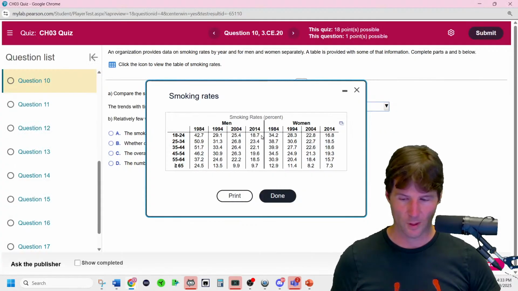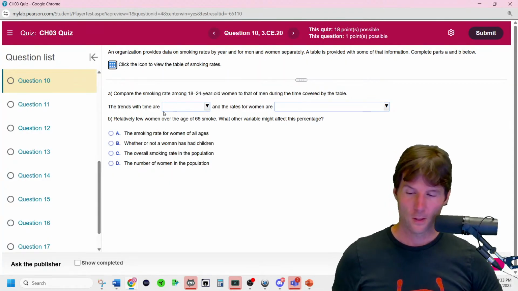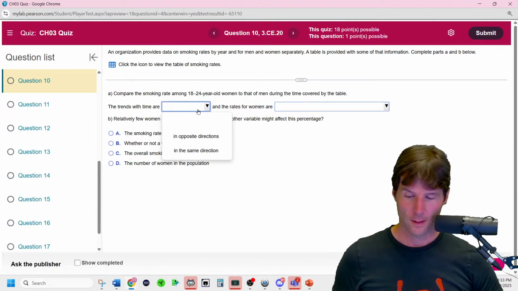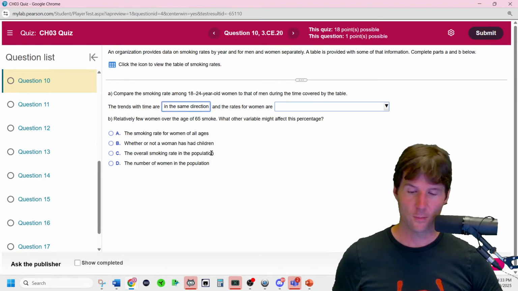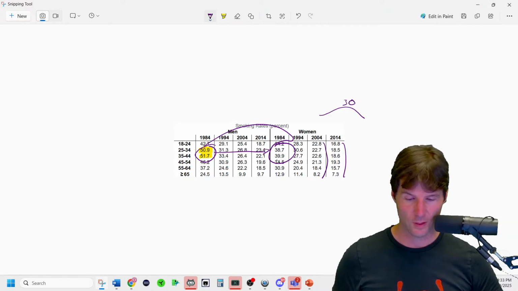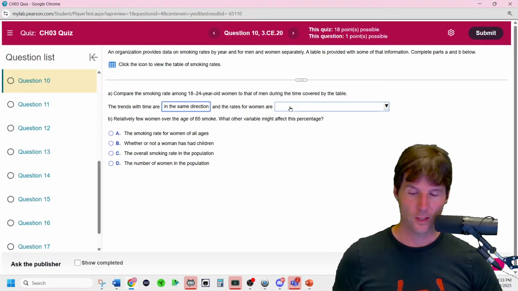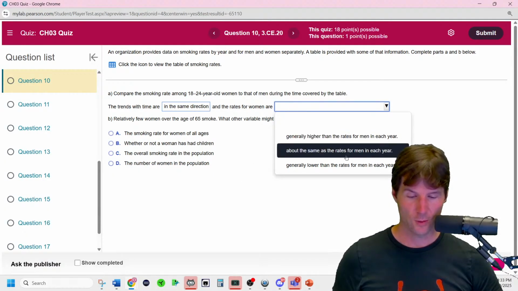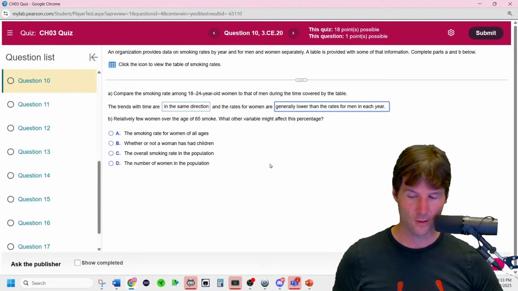Personal opinions with Brian. Let's check this out. The trends with time are in the same direction, as in men and women are smoking less. Both men and women, as we increase in time, are smoking less. So they're in the same direction. And the rates for women are generally lower than the rates for men in each year. Relatively fewer women over the age of 65 are smoking. What might, what variable might affect this?